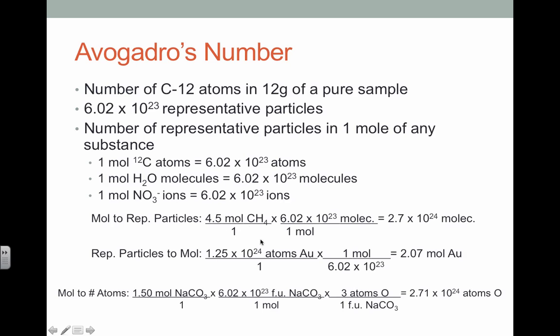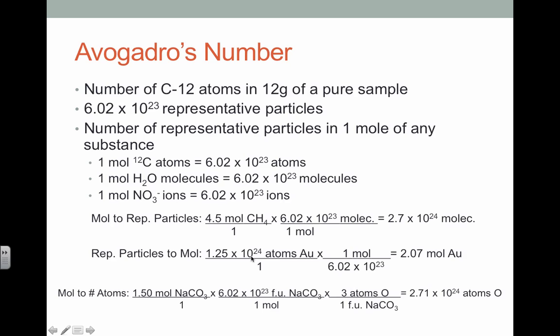notice how we set up the dimensional analysis in such a way that moles are in the numerator and the denominator, much in the same way we did our metric conversions a while back. So moles would cancel out, leaving me with the unit of molecules, which is what I want. MOL, by the way, is the abbreviation for mole. I know it's kind of dopey, but that's what it really is. And we find that there are 2.7 times 10 to the 24th molecules in 4.5 moles of methane.